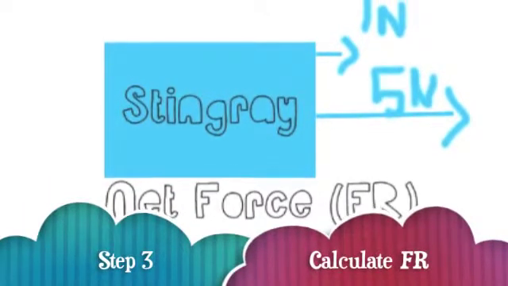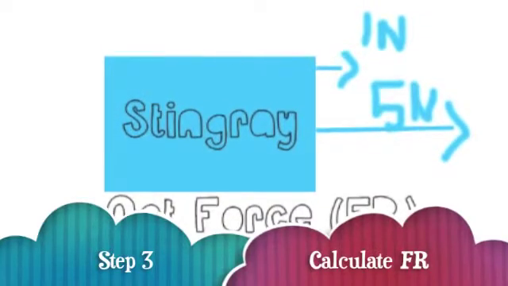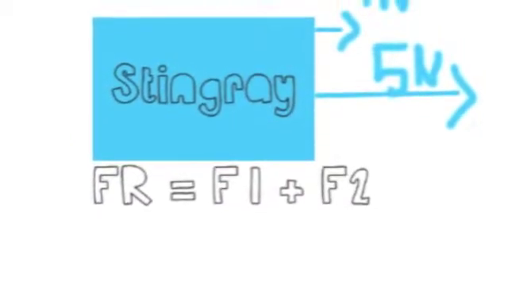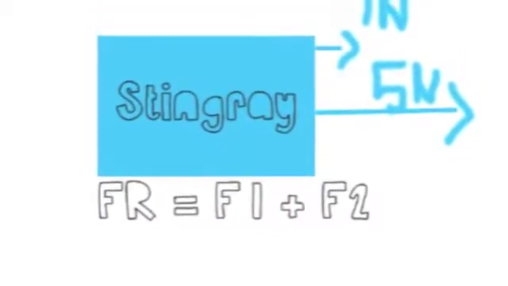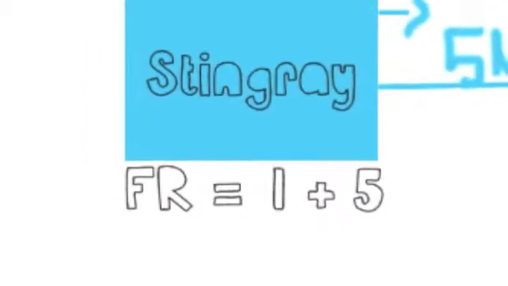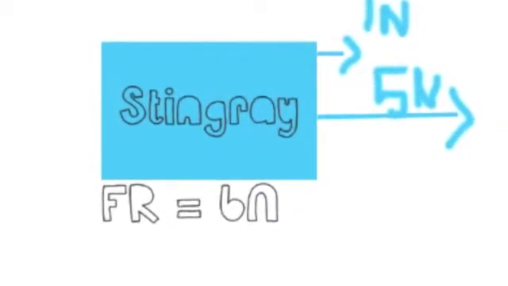Now the third step is to calculate the FR, or the net force, basically the resulting force. The result of the net force would be the amount of newtons you're pushing the car and the amount of newtons the car is going added together. So since they're going in the same direction, it's basically simple addition. 1 plus 5, which is 6.